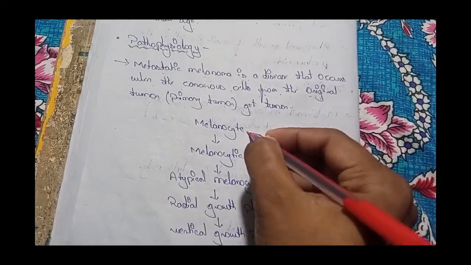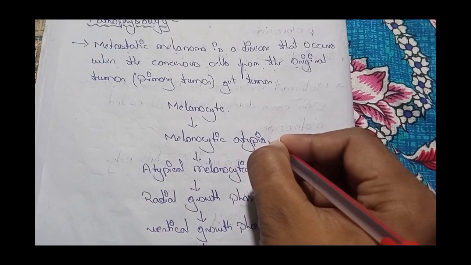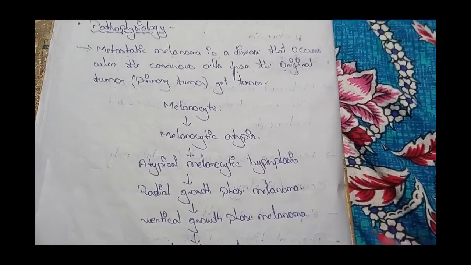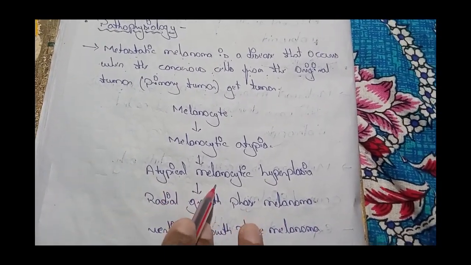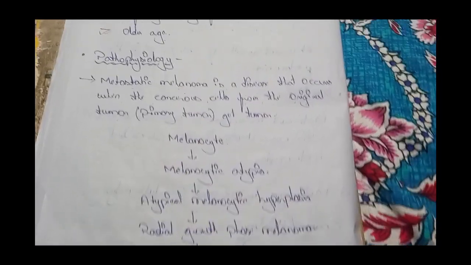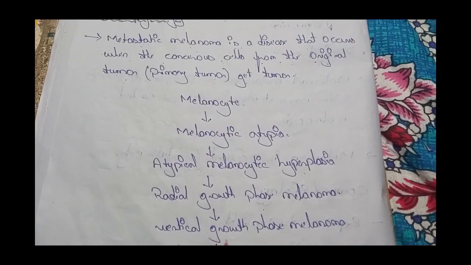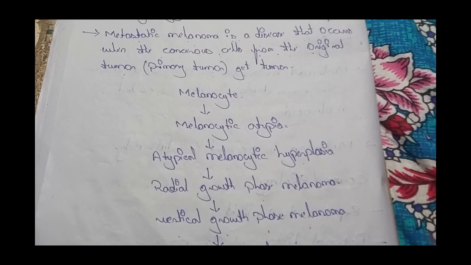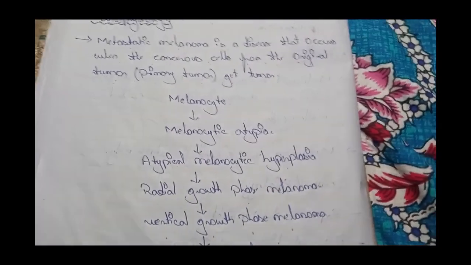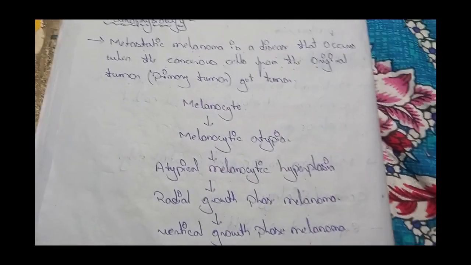The pathophysiology is: melanocyte, then melanocytic atypia, then atypical melanocytic hyperplasia, then radial growth phase melanoma, then vertical growth phase melanoma. Radial means lateral, a straight lateral spread, and vertical means it spreads vertically. These are the growth phases of melanoma.